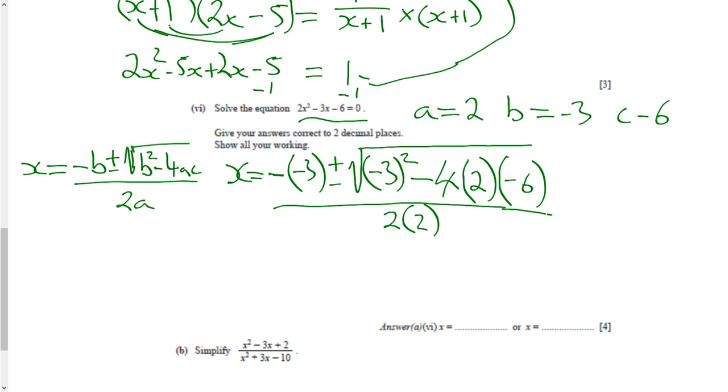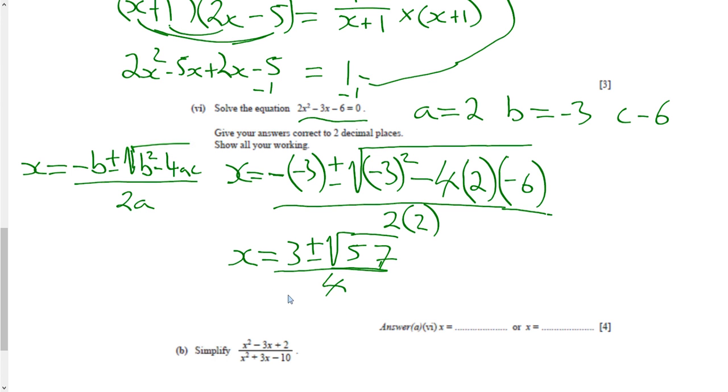Okay. Now, if you simplify that out, we'll end up with x is equal to, obviously minus minus is going to be a positive, so it's going to be 3 plus or minus the square root of 3 squared is going to be 9, positive 9, 9 minus 4 times 2, so it's going to be negative 8, negative 8 times minus 6, okay, 64, so we'll end up with square root of 57, okay, and all of that over 4.